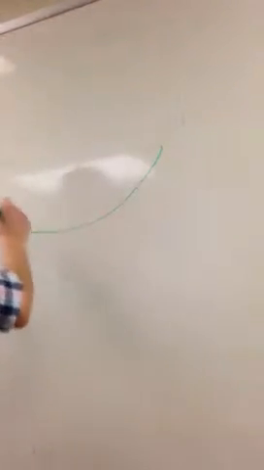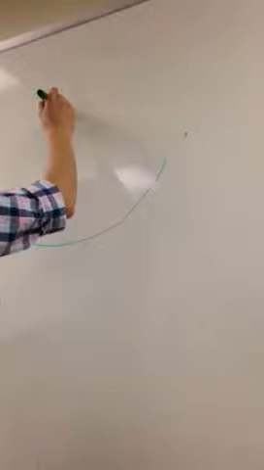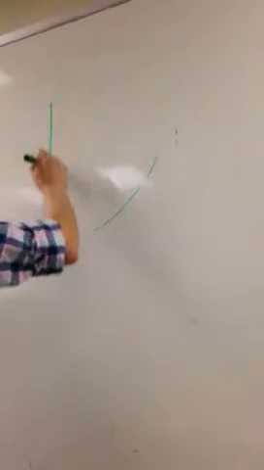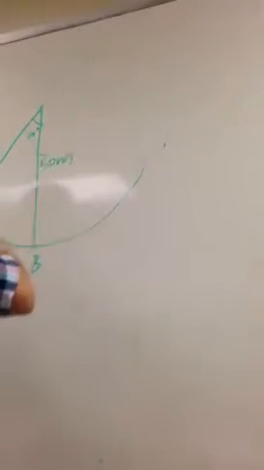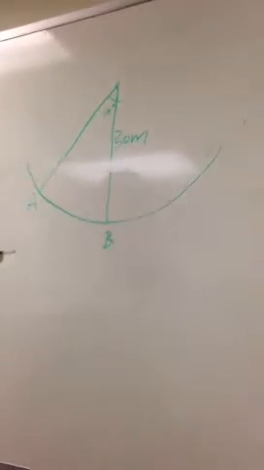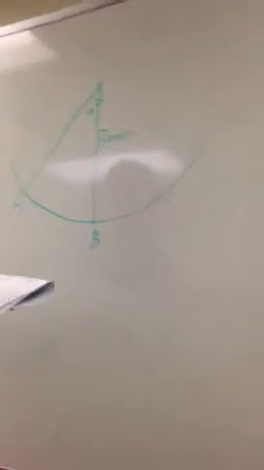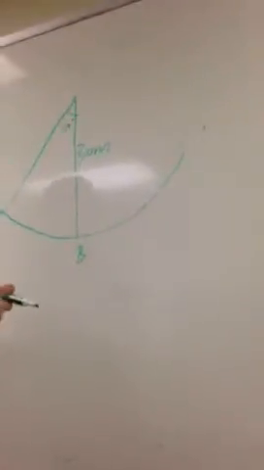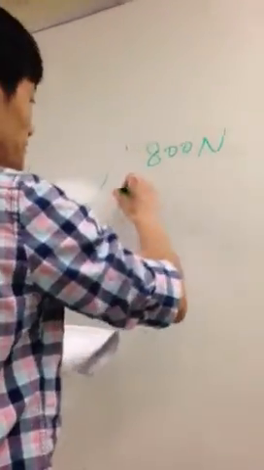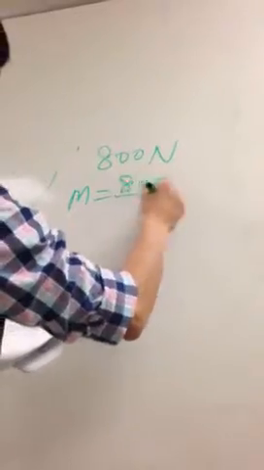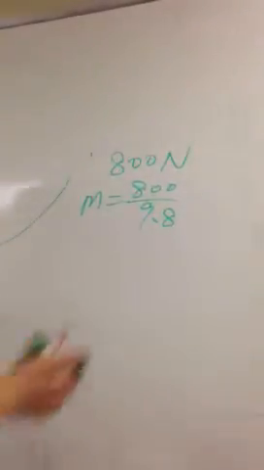Number 6. Meters, A and B. So the weight here is 800 Newtons, which means the mass will be 800 over 9.8, right? Kilograms.